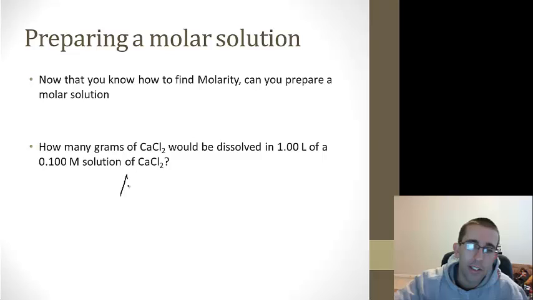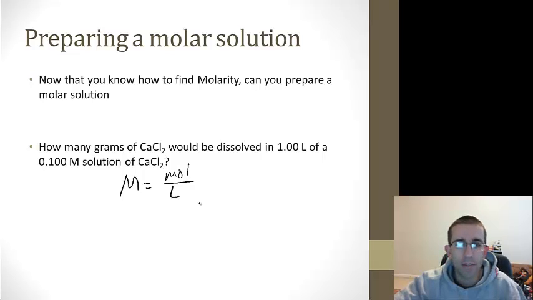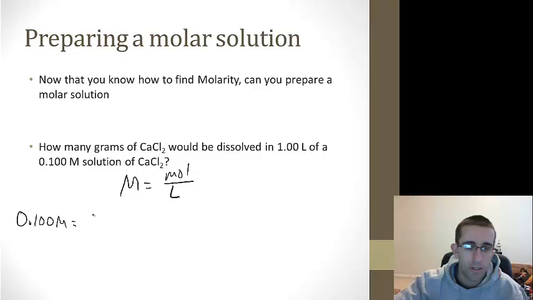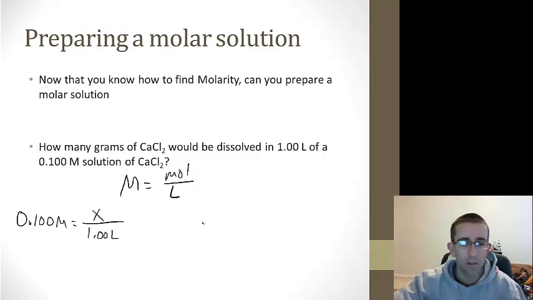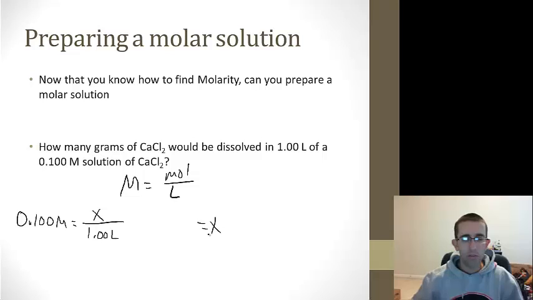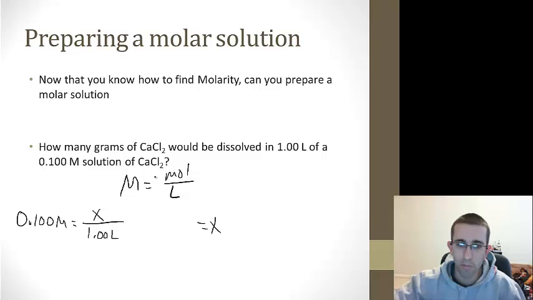Well, my equation is molarity equals moles divided by liters. Let's figure out what I have here right now. I have liters as 1.0 liters. And I've got the molarity this time. What I don't have is my moles. So I've got 0.100 equal to, we don't know how many moles, x, divided by 1.00 liters. So how do I solve for x? Well, I just multiply over. So x is going to be equal to 0.100 times 1. This makes it easy.